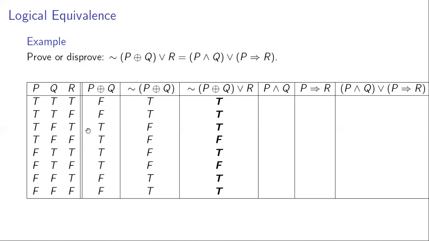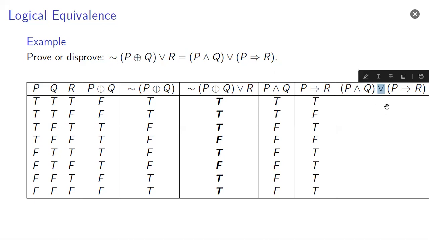So we did the first half. We figured out the truth values for this statement. Now we go on to the next one. We start with P and Q. Then if P then R. And then we combine the 2 previous ones together with OR. And we get this.